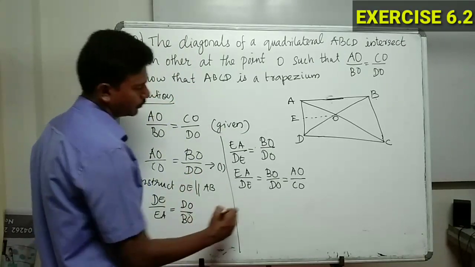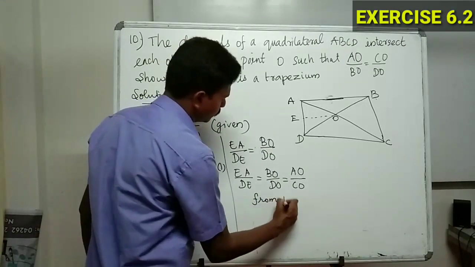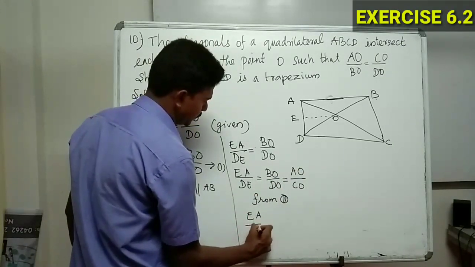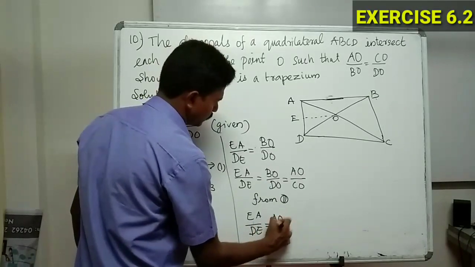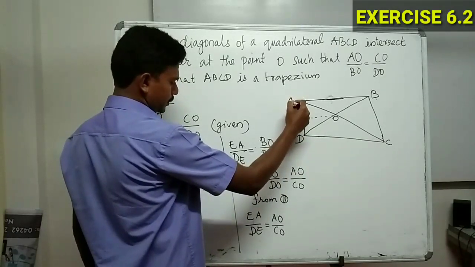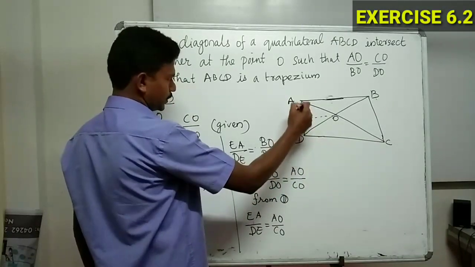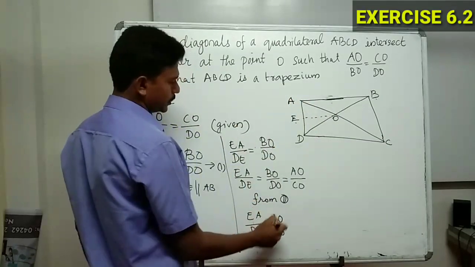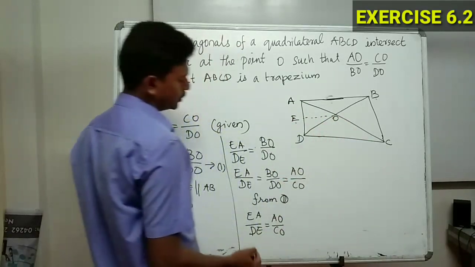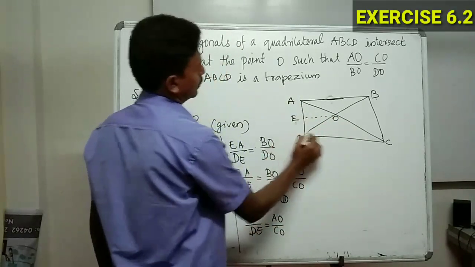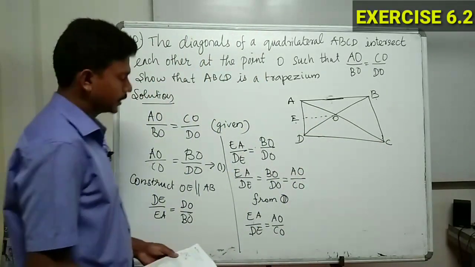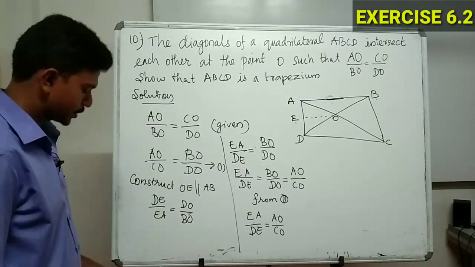Since these are equal from 1, from 1 we can say that these two are equal. That is EA by DE is equal to AO by CO, or OC, which means we are taking that triangle in that manner. So we brought this result.